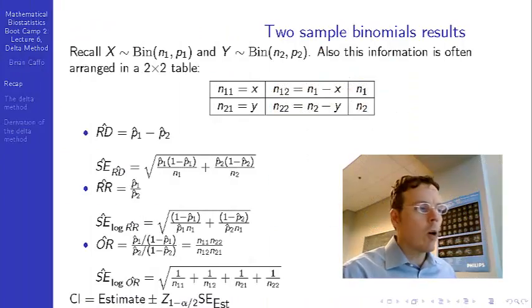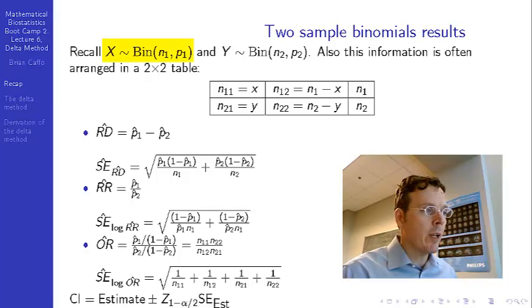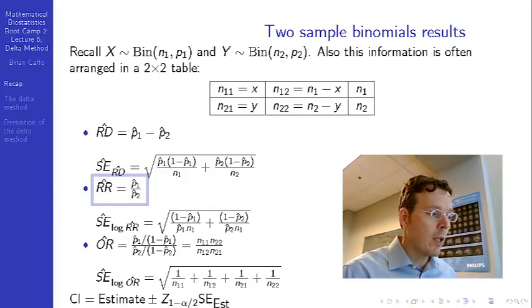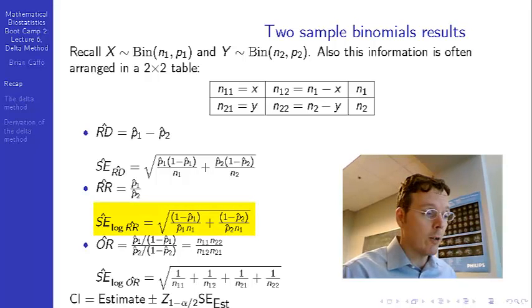Okay, so recall we had a setting where x was binomial, n1, p1, y was binomial, n2, p2, and then we could have this 2 by 2 table here as well. And we define the risk difference as the difference in the proportions. And because this is just an average, we can derive the standard error very quickly. We have the relative risk, which is P1 over P2, and the associated estimator P1 hat over P2 hat. And we have the standard error of the log relative risk, which is given here. And it's not clear how we derive that yet.